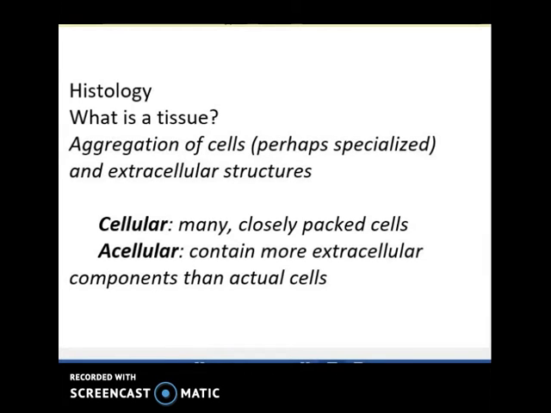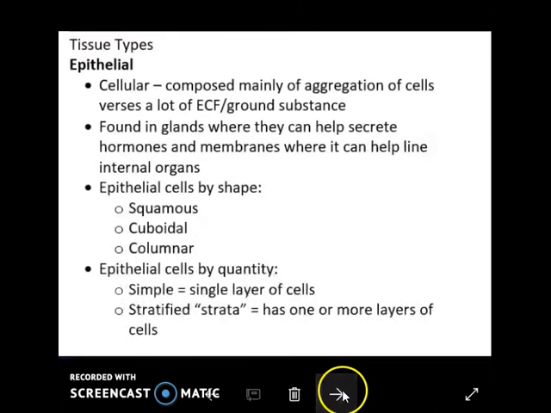There are 4 types of tissues that we're going to go over. I'm just going to briefly cover epithelial, and Grace will take over connective, muscle, and nervous.